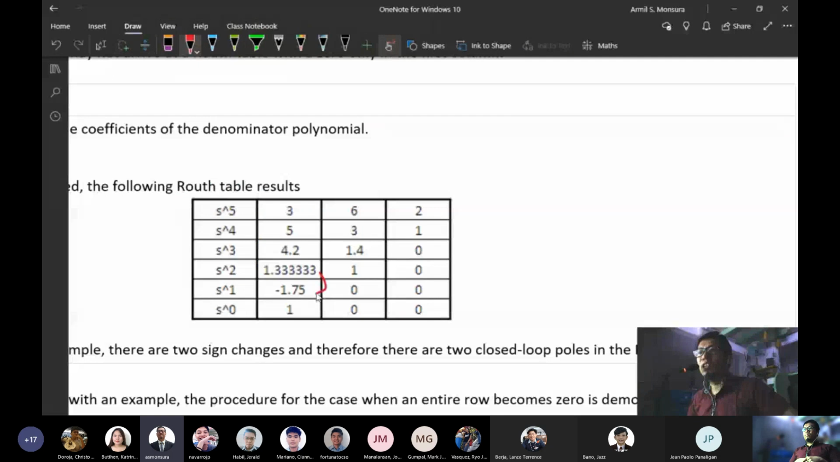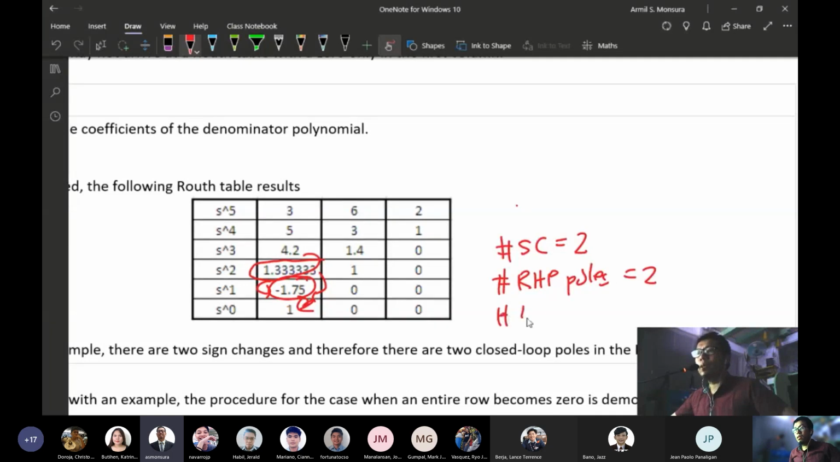Okay, so ito, tsaka ito. Okay, so merong 2 sign changes. Meron 2 sign changes from here to here, tapos from here to here. So, yung number of sign changes natin is still 2. So, ibig sabihin, number of right half plane poles natin is still 2. So, yung number of left half plane poles pa rin natin is 3.